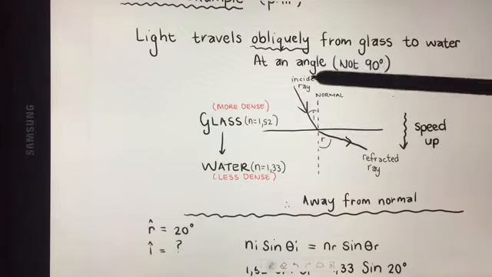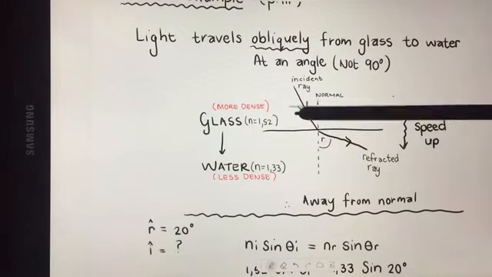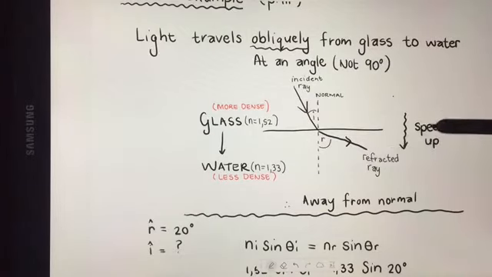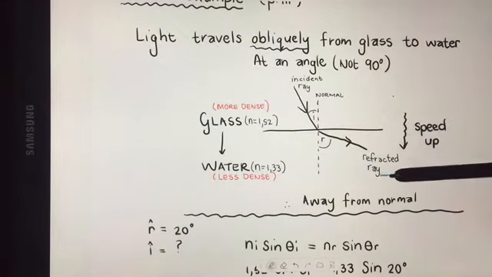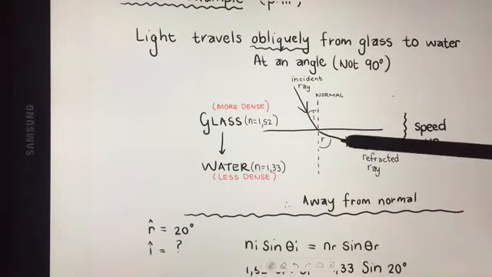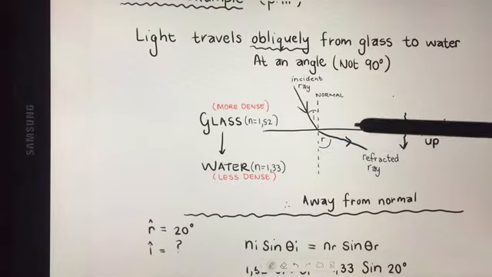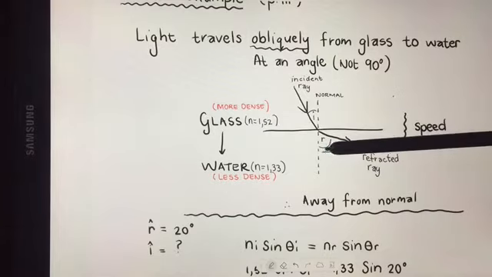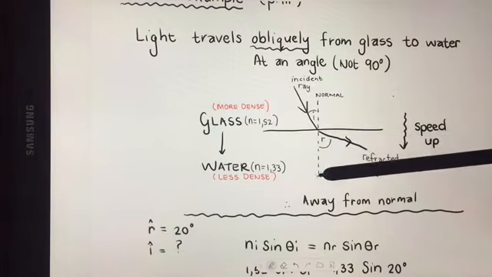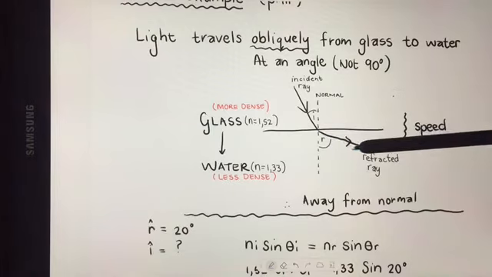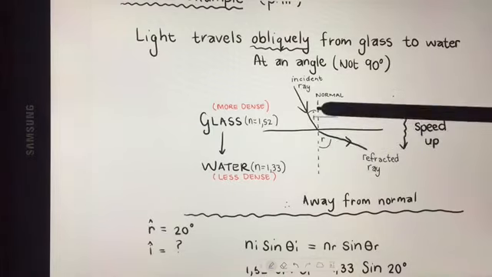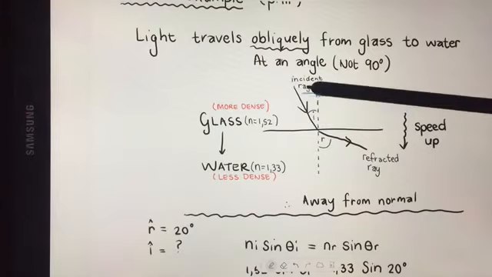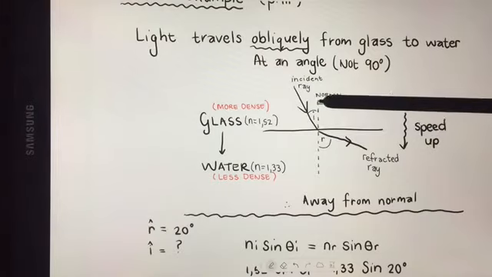Because light is traveling from more dense to less dense, I know that it's going to speed up, and I know that it is going to be refracted away from the normal. So that means my angle of refraction between the normal and the refracted ray must be greater than my angle of incidence between the incident ray and the normal.